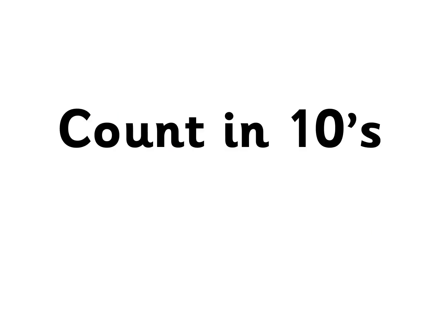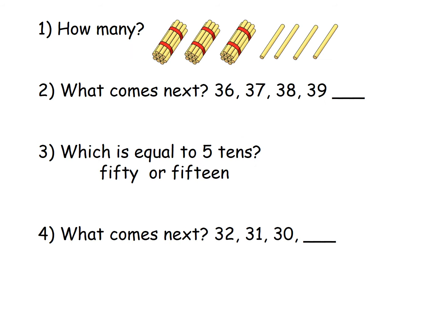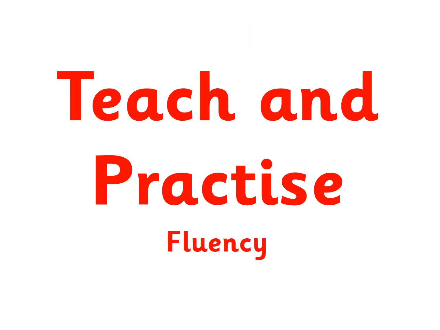So have a go at counting in your tens again. It's really important that we know our times tables. If you're feeling really clever, you can write them all out. 1 times 10 equals 10. 2 times 10 equals 20. Then have a go at your recap of things we've already learned in your book. And then let's start today's lesson.